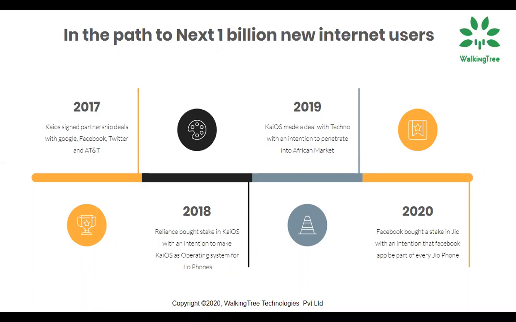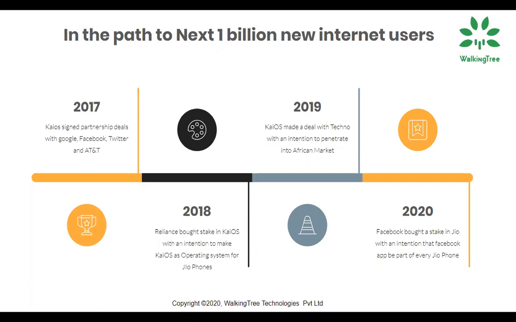Then in 2018, an important shift happened: Reliance directly bought a stake. In 2017 they just had a partnership deal, but in 2018 Reliance, the Indian conglomerate, bought a stake in KaiOS with the intention that all their Jio phones will have KaiOS as their operating system. They were able to visualize that they could penetrate this market with the help of KaiOS. That's why they bought a stake, and all Jio phones now have KaiOS as their operating system.